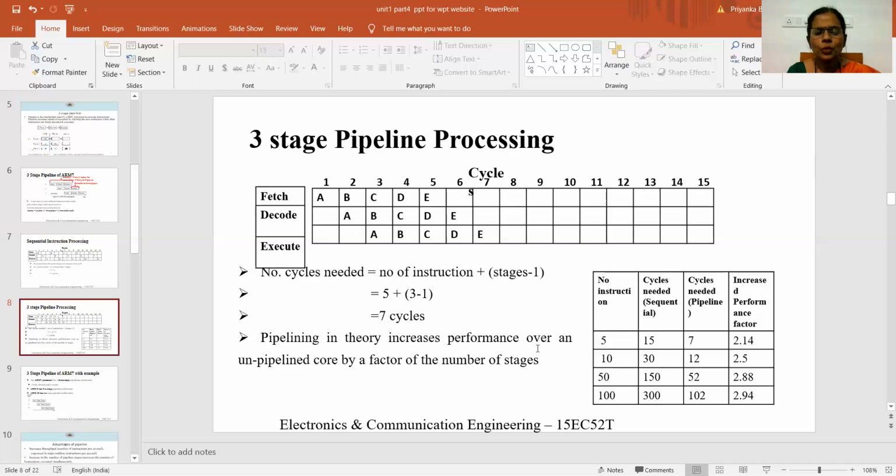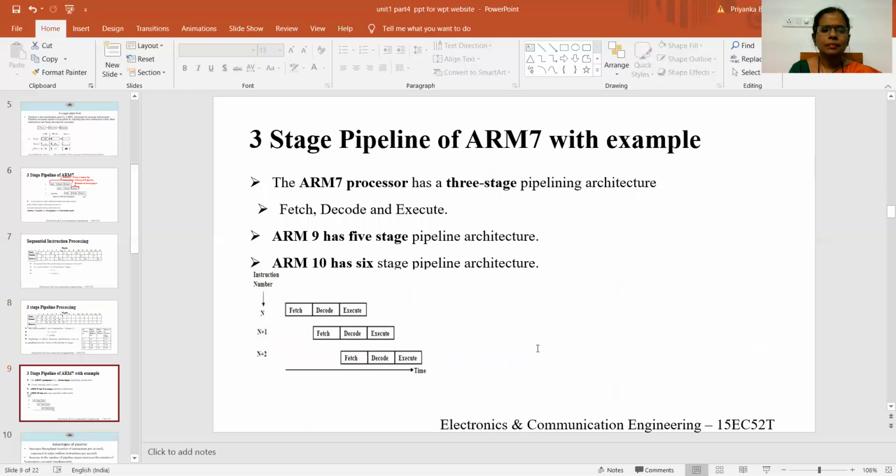So now you came to know that if I use a 3-stage pipelining process, the throughput increases and the performance also increases. So the ARM7 architecture uses a 3-stage pipelining process. 3-stage ARM pipelining with an example: ARM7 processor has a 3-stage pipelining architecture, fetch, decode, and execute. ARM9 has a 5-stage pipelining architecture. ARM10 has a 6-stage pipelining architecture.